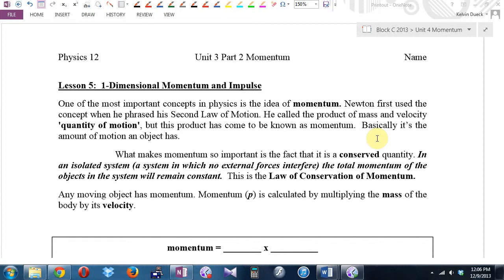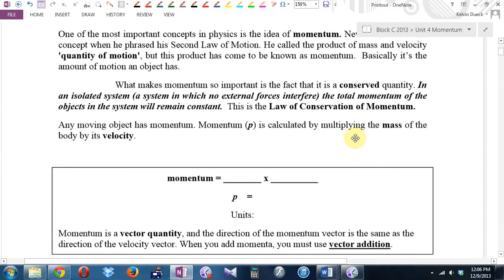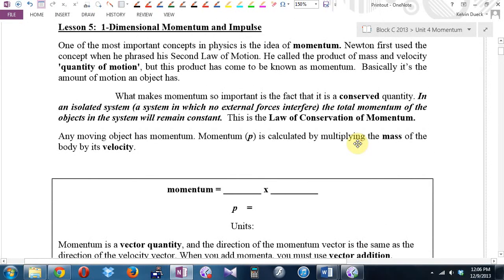Newton first used the concept when he phrased his second law of motion. He actually never wrote the equation F equals ma. He wrote it in terms of impulse and momentum. He called the product of mass and velocity quantity of motion. But this product has come to be known as momentum. Basically, it's the amount of motion an object has. What makes momentum so important is that momentum is a conserved quantity.